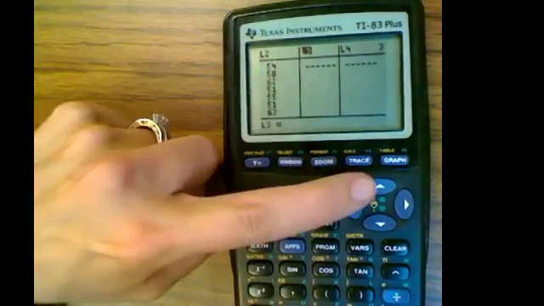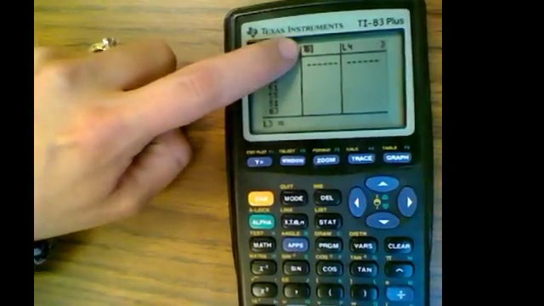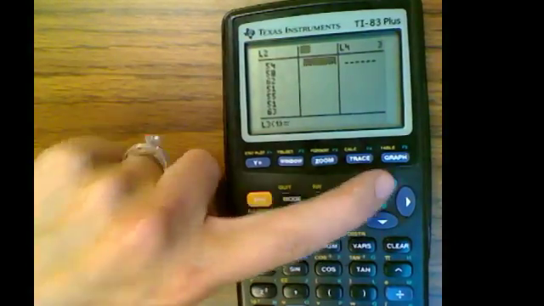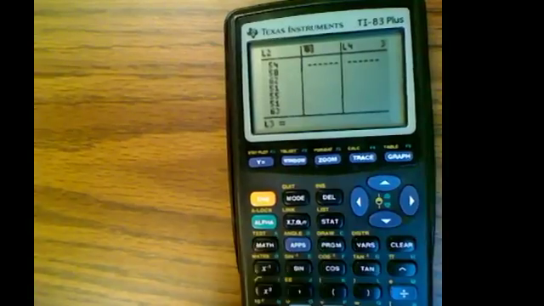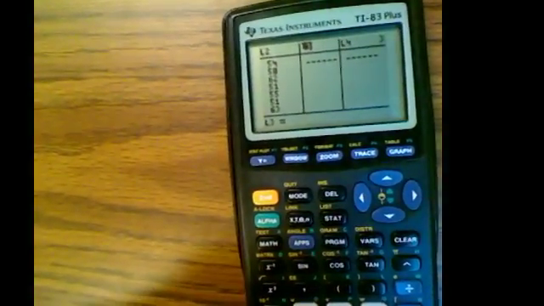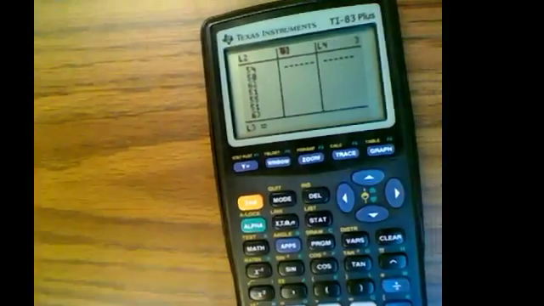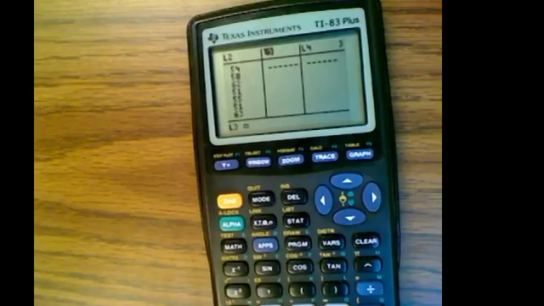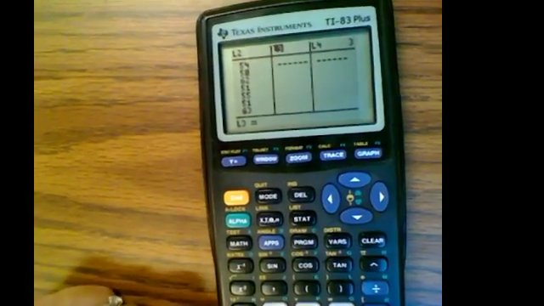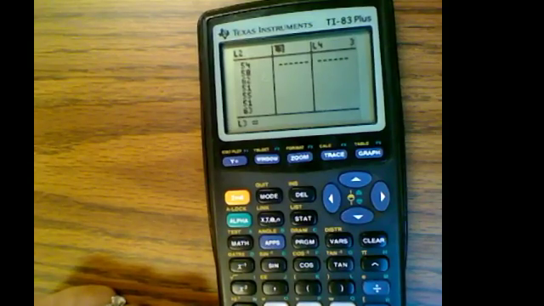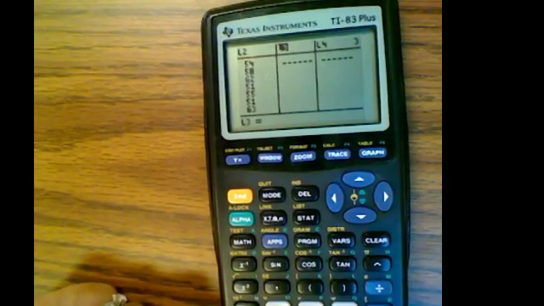We go up with our arrows so that L3 is highlighted. See, my L3 is black. If it's not highlighted, it looks like that. So arrow up so it's highlighted, and then we're going to put our prediction equation in. But instead of x, we're going to use the list that we put our x values into, which in class was list 1. Our prediction equation was y equals 1.272x plus 40.515.